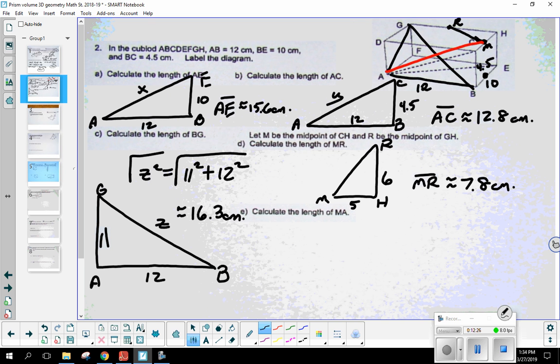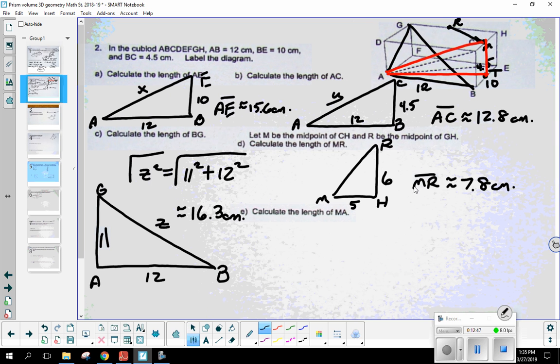So let's call that another letter. Well, what one haven't we used yet? Let's say we use F. How about T? Okay, let's call that T. So we're going to go ahead and connect this and then this right here. Okay, I'd say that's a really good idea.